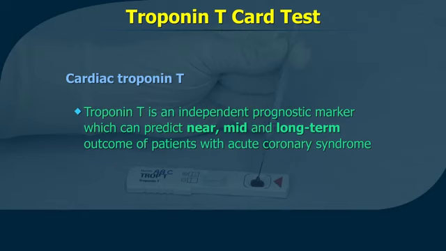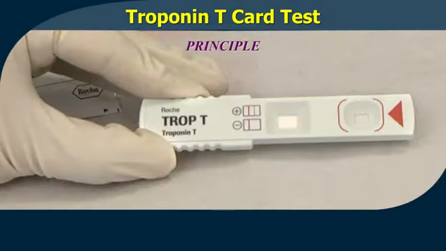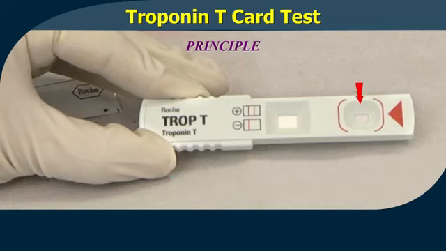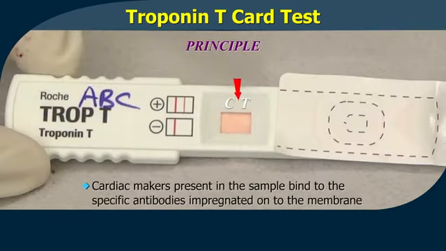Principle: the troponin T rapid test is an immunochromatography assay for measurement of cardiac troponin T in whole blood, serum, and plasma. When a sample is applied into the sample well, the cardiac markers present in the sample bind to the specific antibodies impregnated onto the membrane.